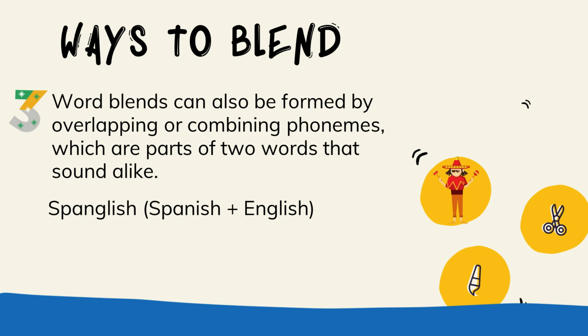Word blends can also be formed by overlapping or combining phonemes, which are parts of two words that sound alike. What we have here is Spanglish as an example. So Spanish and English both end in ish. So they have these similar sounds. And what we did is we combined these sounds, these phonemes, to come up with an informal mix of spoken English and Spanish called Spanglish.